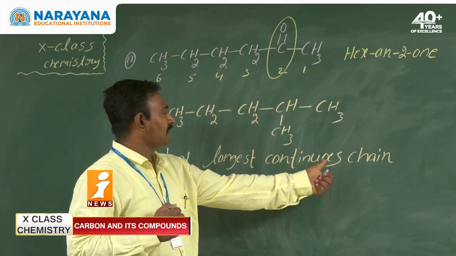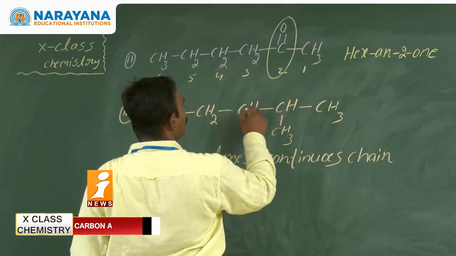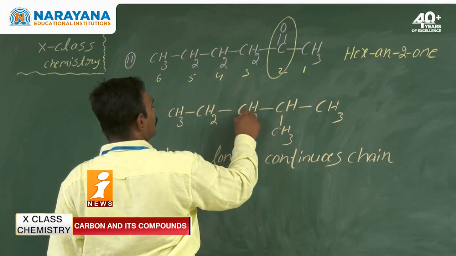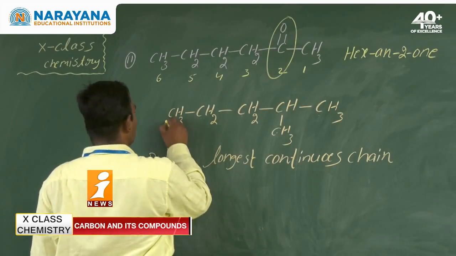Next, see here, longest continuous chain. So here the longest continuous chain is 1, 2, 3, 4, 5. Here it is 1, 2, 3, otherwise 1, 2, 3, 4, 5. So maximum carbons, how many carbons are we getting? 3 carbons, or 5 carbons.